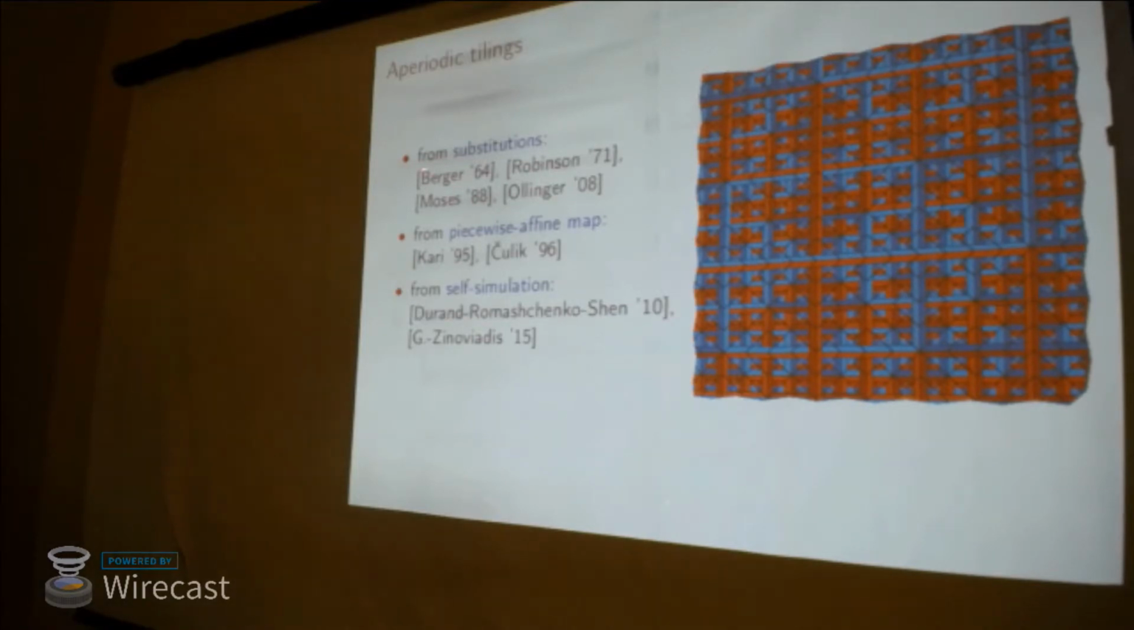The first one was in the 60s, and all this family is based on the notion of substitution, which means you have an inflation rule which tells you that a letter can also represent a bigger square, and the same at each level. So this is a nice picture from Robinson's construction.